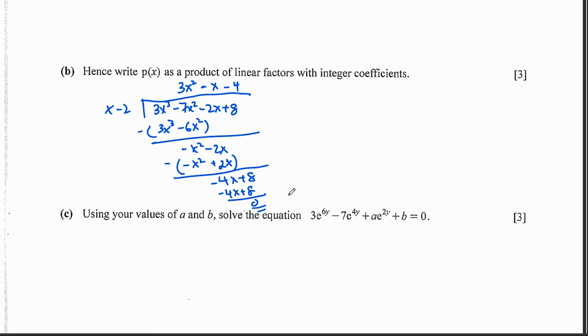Okay, so after we fully factorize this, we are able to write it as a product of x minus 2 and 3x squared minus x minus 4. And this quadratic factor we can factorize even more. Okay, so 3x and x.